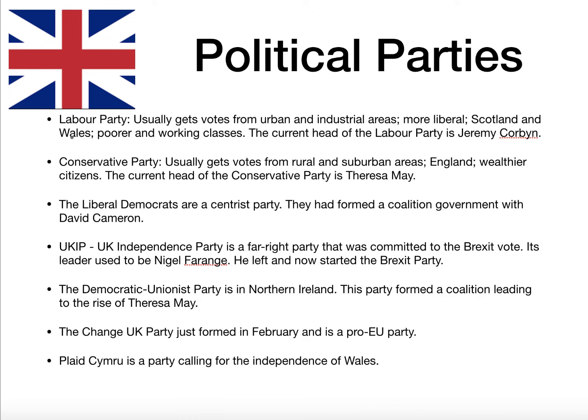Some other parties that you could use: the Change UK party actually just formed a couple of months ago. That's a party that's trying to keep Great Britain in the European Union. And then the Plaid Cymru party is one of the parties that's calling for the independence of Wales.